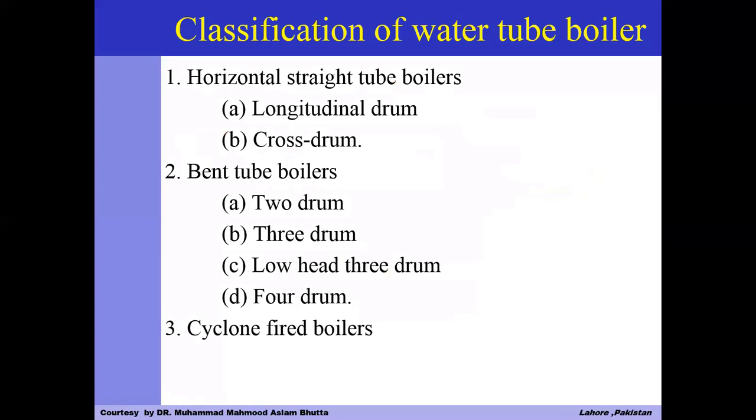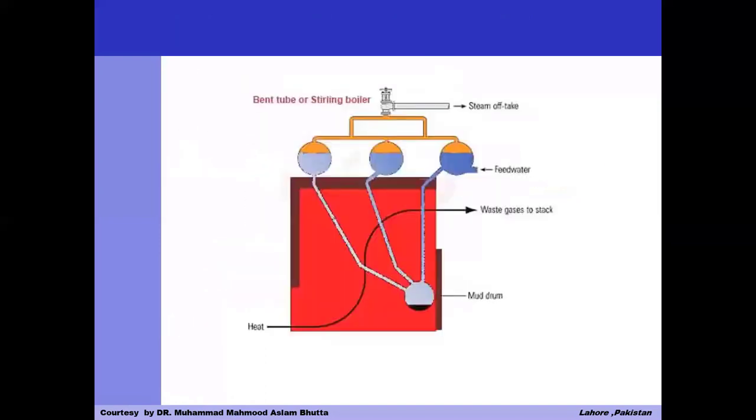So the third type of boiler is the bent tube boiler. In the bent tube boiler, we have 2 drum, 3 drum, low head 3 drum, and 4 drum types. This is the picture of the bent tube boiler. You can see the tubes are bent. These tubes are the bent tubes. These are the number of drums: 1, 2, and 3.